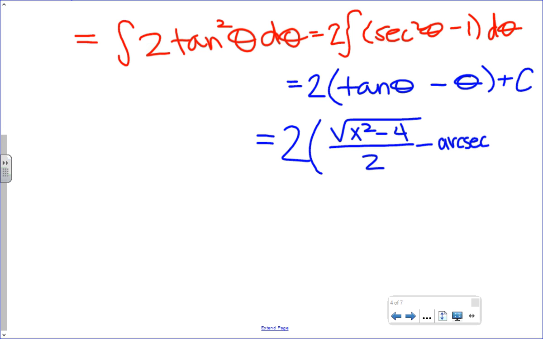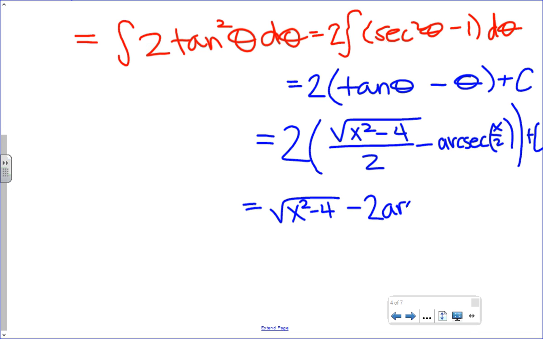Arc secant of x over 2, correct? Plus c. So if you want to make it a little bit prettier, you can distribute that 2 through, and then there's no longer a fraction. But that is trig substitution.